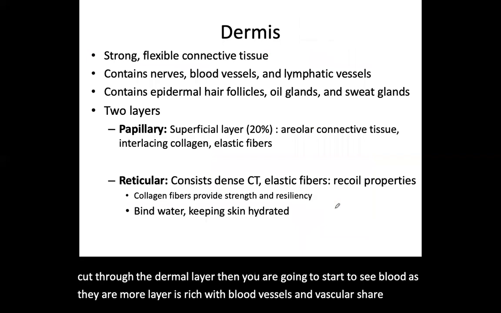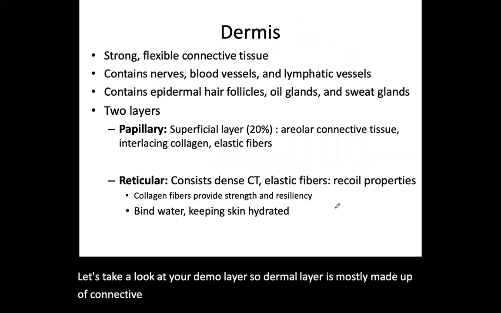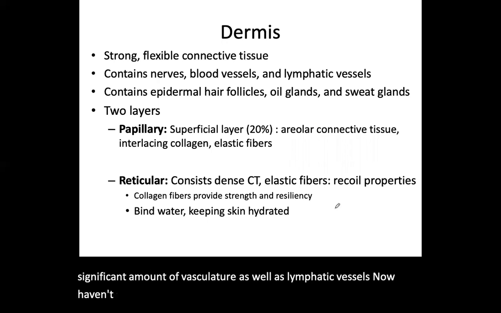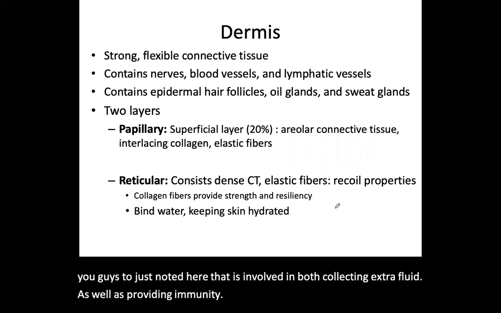Now, let's take a look at your dermal layer. So the dermal layer is mostly made up of connective tissue. It does contain nerve endings. It does contain a significant amount of vasculature, as well as lymphatic vessels. Now, I haven't really discussed the lymphatic vessels with you, but I do want you guys to just note it here. That is involved in both collecting extra fluid as well as providing immunity.